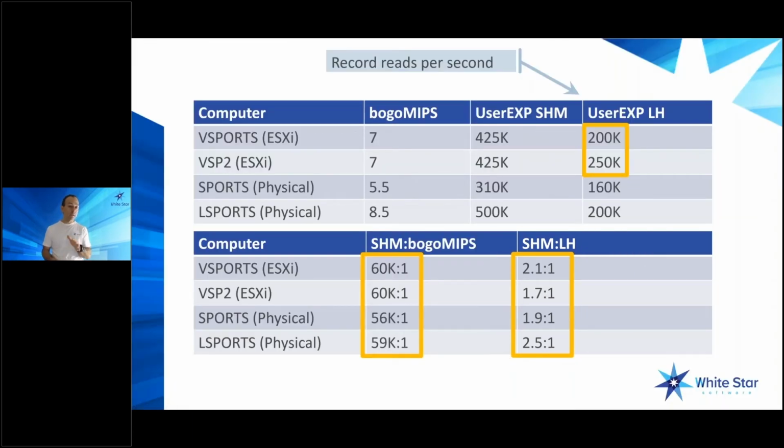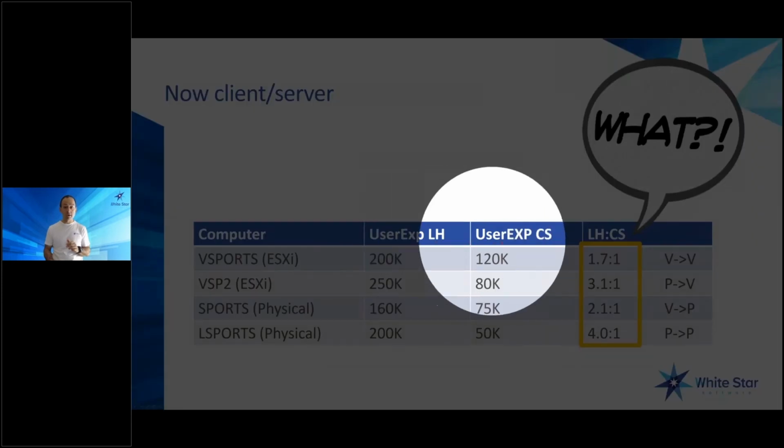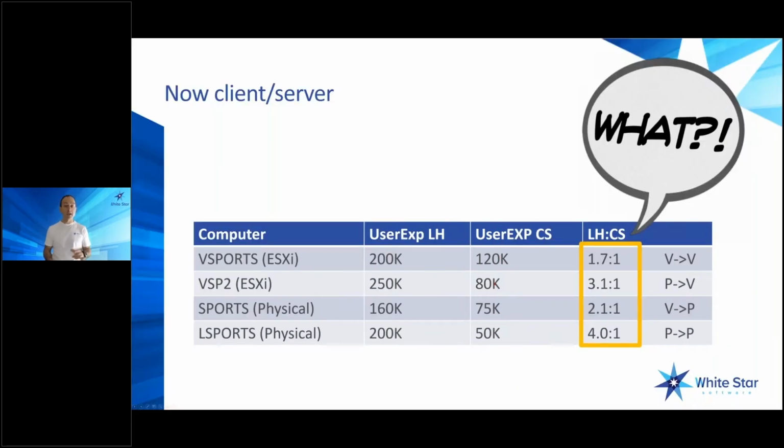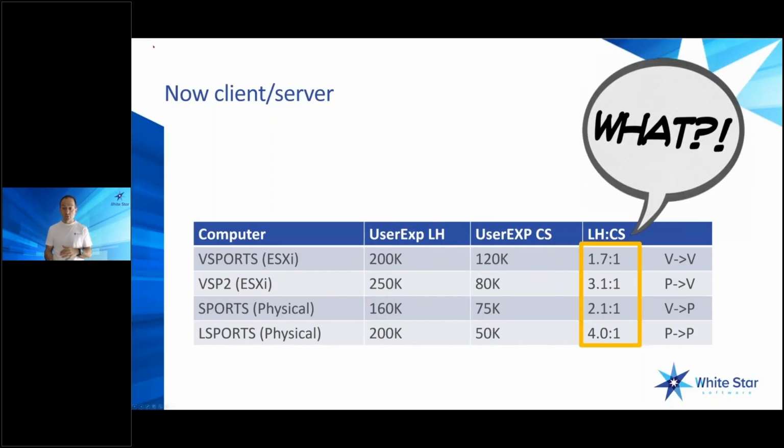So now we're going to go to the interesting stuff, which is client server. Remember, we're doing physical to physical, physical to virtual, virtual to physical, and so on. Here we see much bigger variation in user experience client server. My ratios go all the way from 1.7 to 1. On this vSports ESXi box, which is being hit from the other virtual box, we're doing V2V, virtual to virtual, and I'm only getting 120,000 reads per second across the NIC, versus the 200,000 reads per second I was getting with localhost.